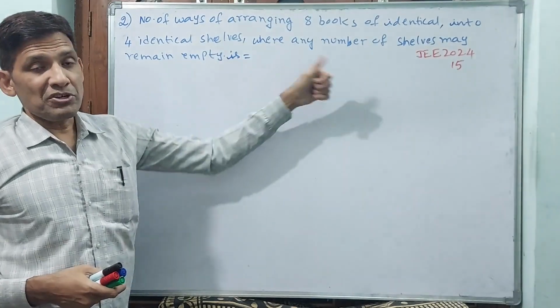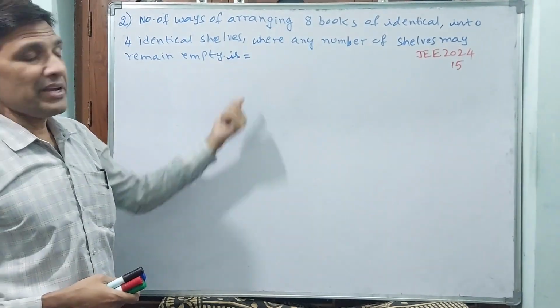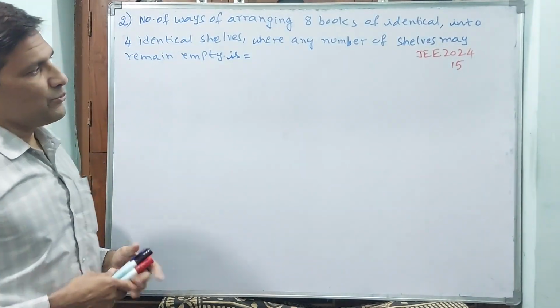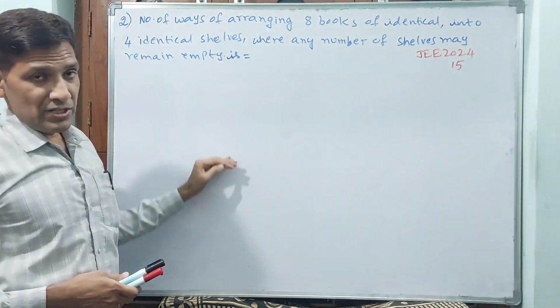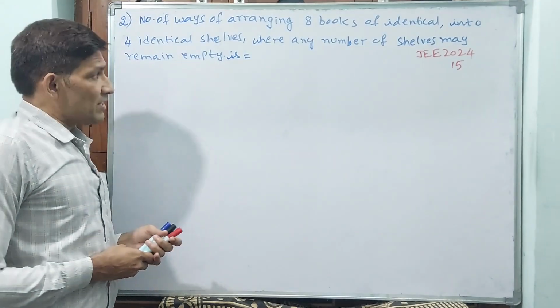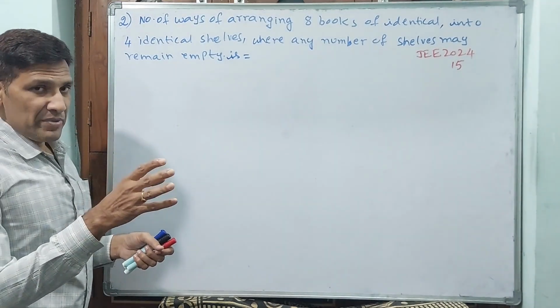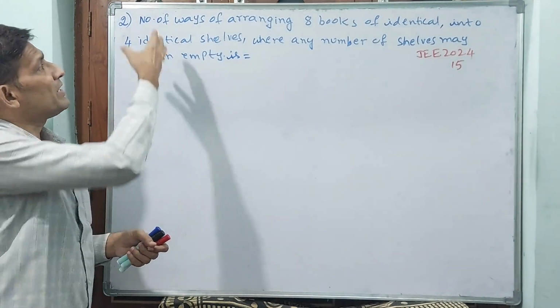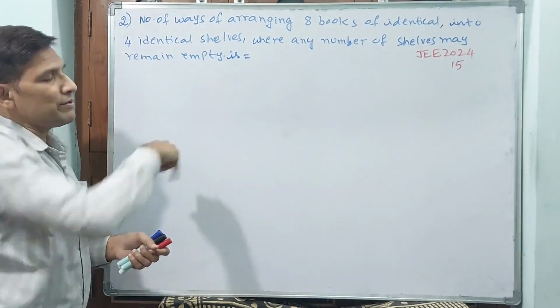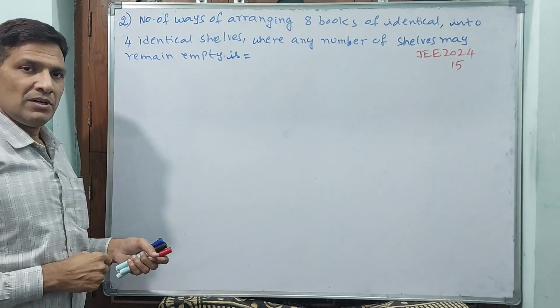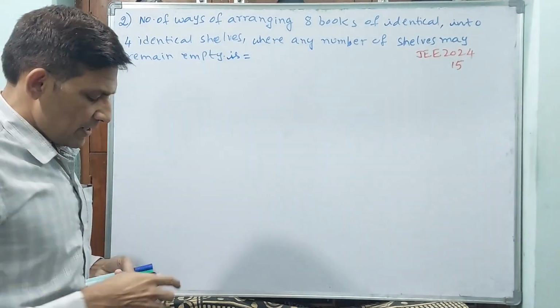Where any number of shelves may remain empty. That means see, you can make any number of shelves empty, but you have to keep these books. Logically here, 4 shelves you cannot keep empty. Why? Because if you keep 4 shelves empty, these books you cannot keep anywhere. That means see, you can make 3 shelves empty, 1 is full. Okay? Like that we can make it.